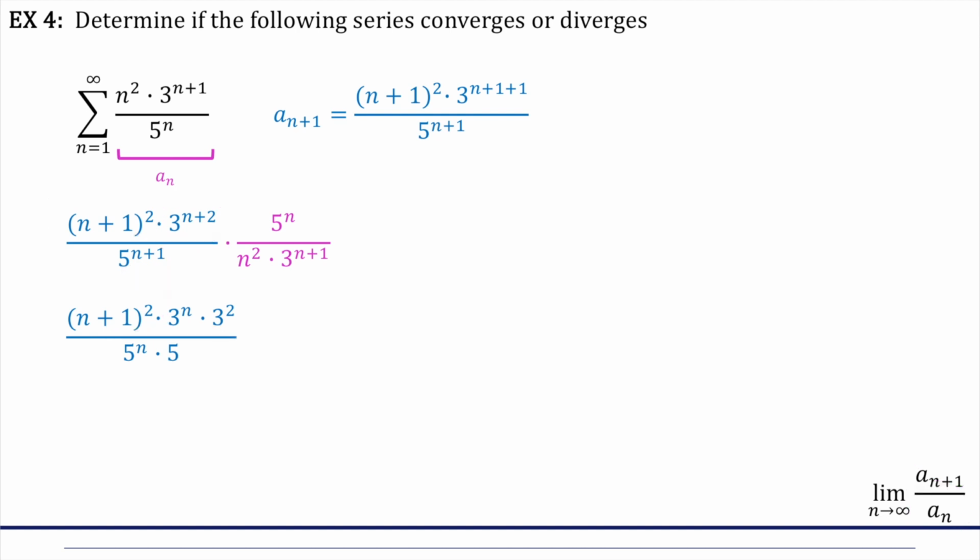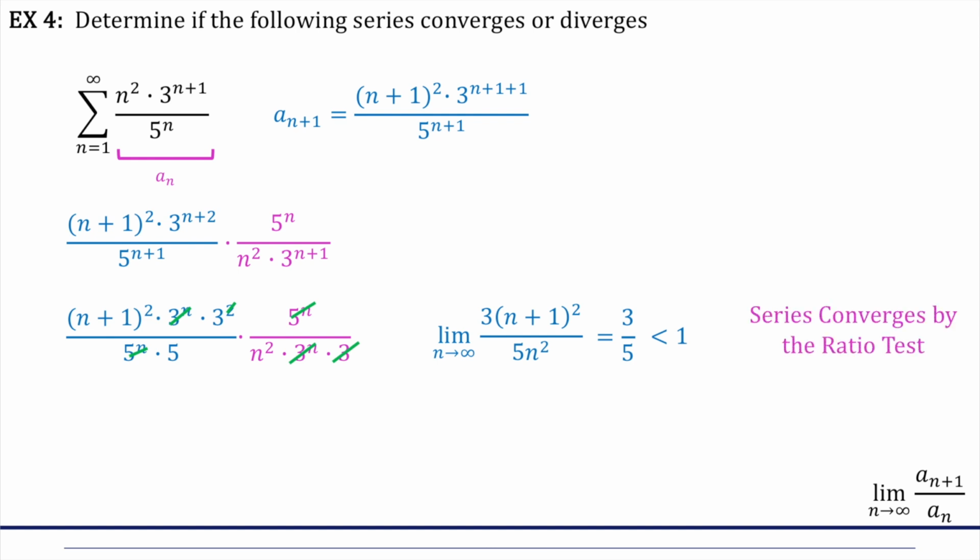Now, if we continue on and multiply that by the reciprocal of our a sub n term, we get to cancel some stuff out. See those 5 to the n's? Gone. 3 to the n's? Gone. 3 squared divided by 3, well, kind of gone, right? So what we end up with is 3 times n plus 1 squared over 5n squared. Well, the limit as n approaches infinity of that is 3/5, which is less than 1. So this series converges by the ratio test.